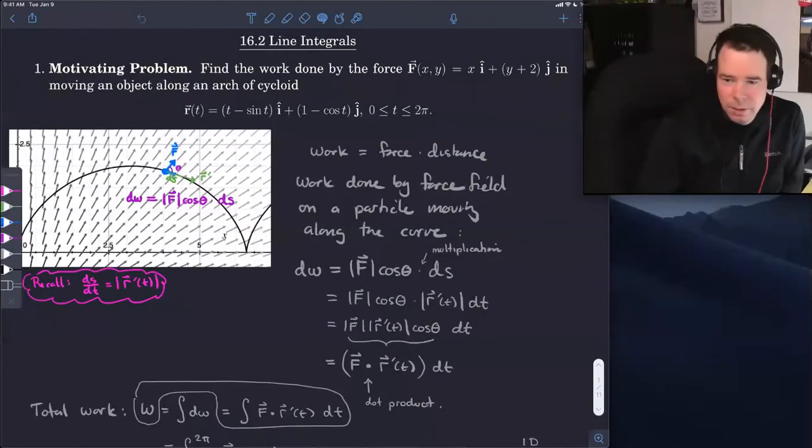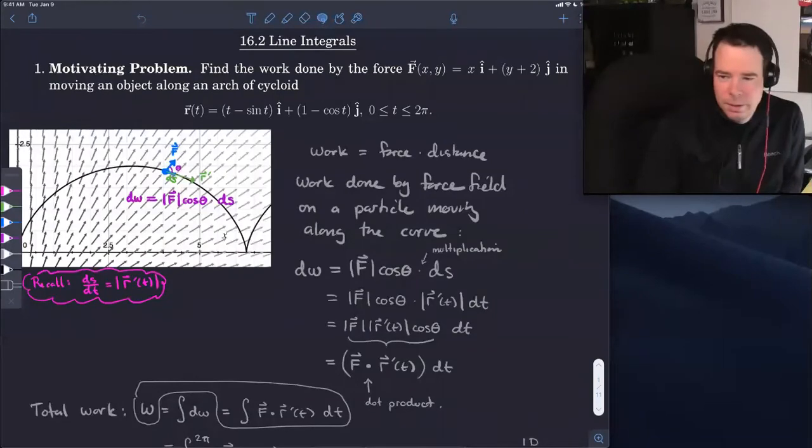And so we did a motivating example where we had a vector field. You can think of it as a force field, and we've got a path that a particle is traveling along through that force field. And we'd like to figure out what the work is done by that force field on that particle as it moves.